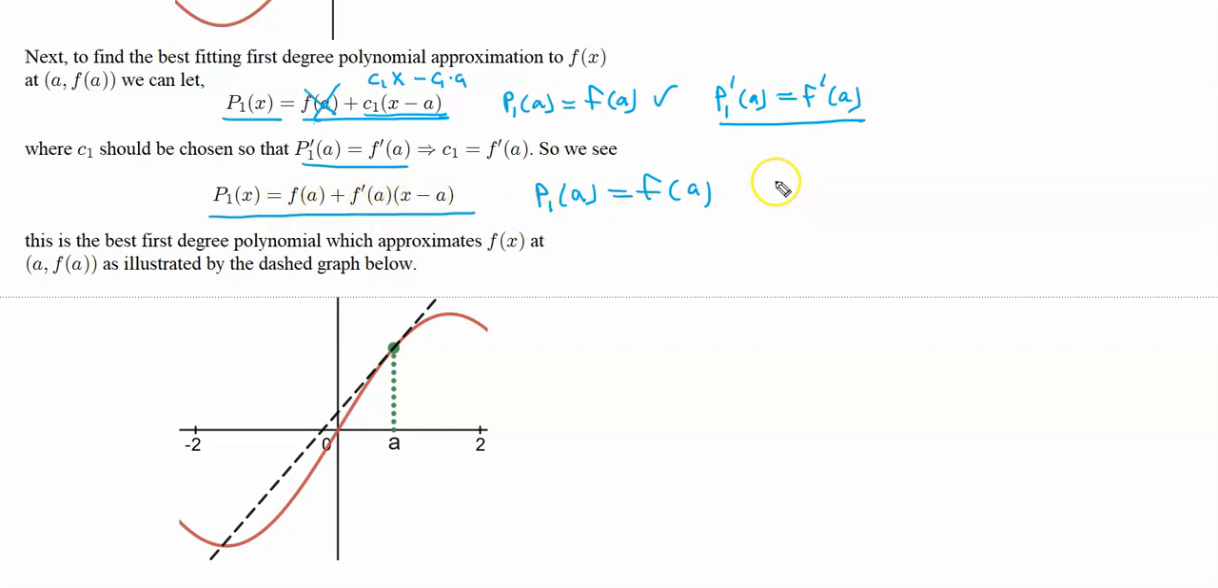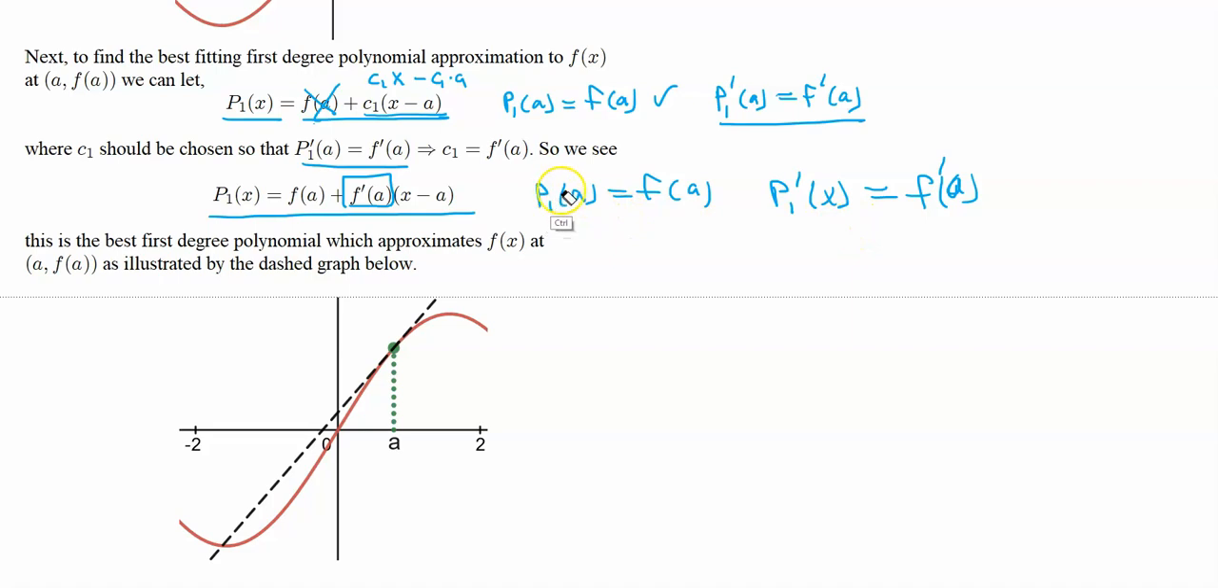Also notice that p1 prime of x, if we differentiate this, we're going to be left with just this number right here. So it's f prime of a. And of course, if I put a in here for the x, we get p1 prime of a equals f prime of a. So there you go. Those first two conditions now hold.